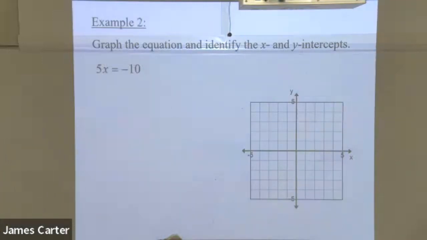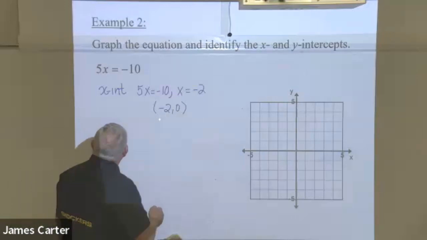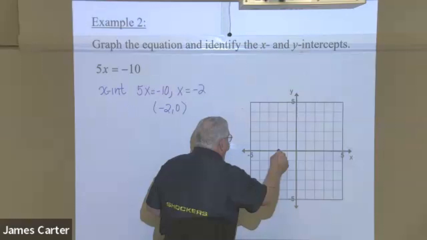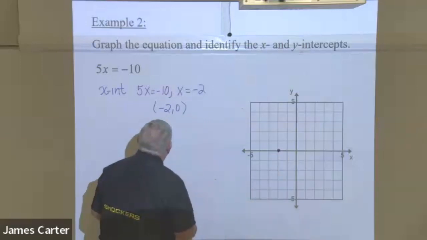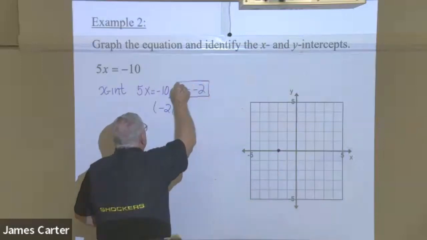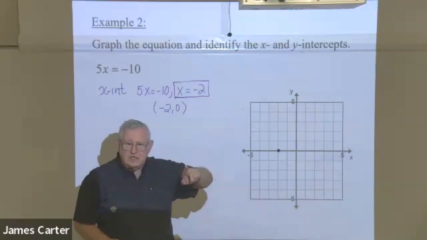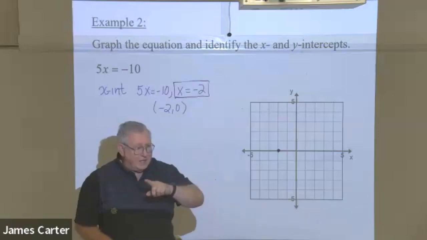Okay, this one happens to be a very special one. Well, we're going to divide both sides by 5, and we're going to get X equals -2. Now, you notice here that the X-intercept is the point (-2, 0). But this is the equation simplified, and what that means is that x is always -2, no matter what y is.